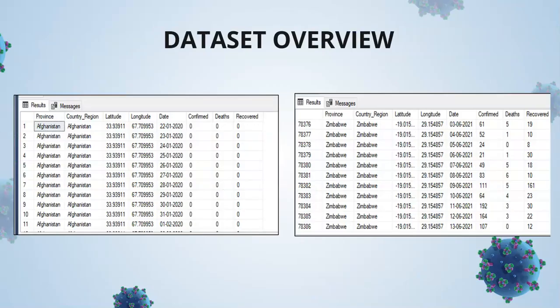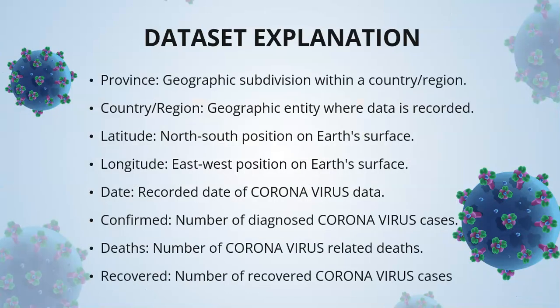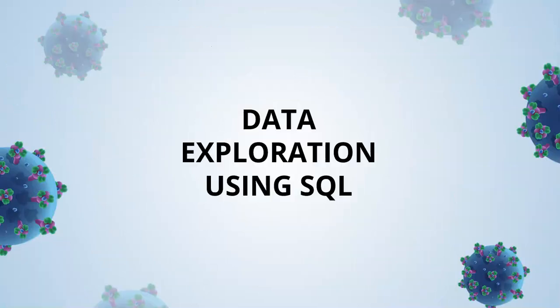The dataset includes information on provinces, countries and regions, latitude, longitude, date, confirmed cases, deaths and recoveries. When it comes to dataset explanation, the key terms in the dataset are provided as below. Let's go to the data exploration using SQL.